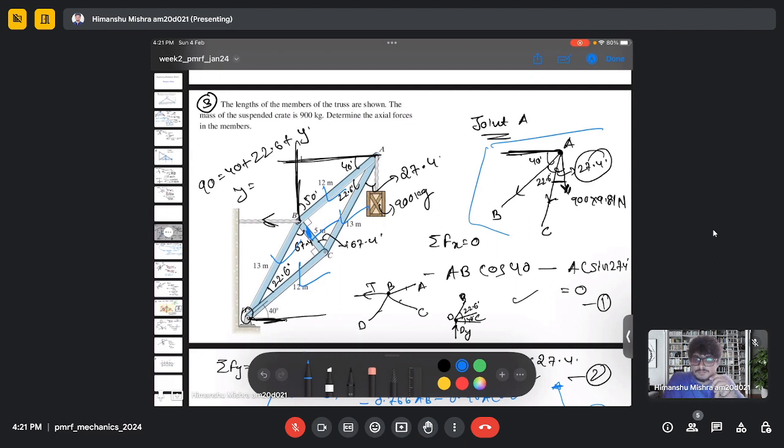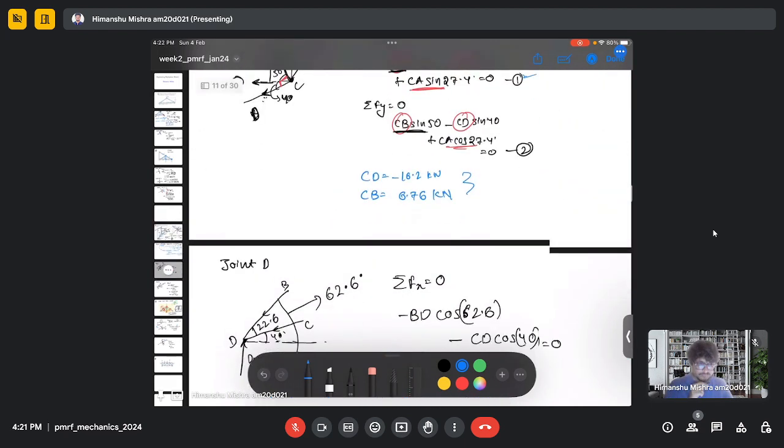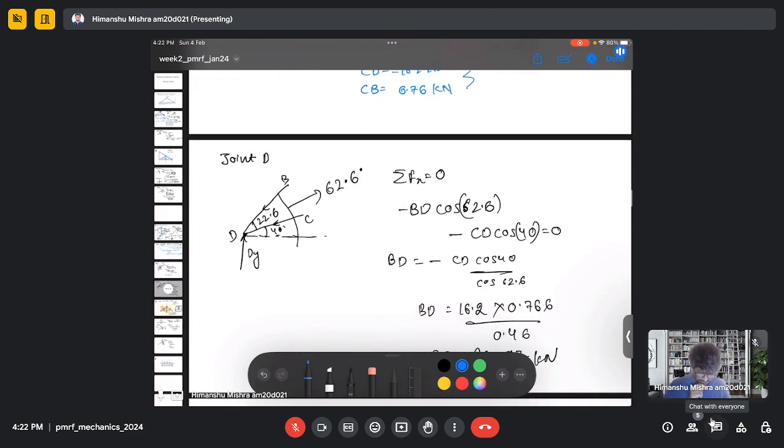When you are taking the point D, the arrow direction for the member BD, you are taking towards the point D. Yeah, because we have a normal reaction which we are applying at point D, and this normal reaction is in the positive y direction. So to counterbalance that normal reaction, we are applying the force in the opposite direction.